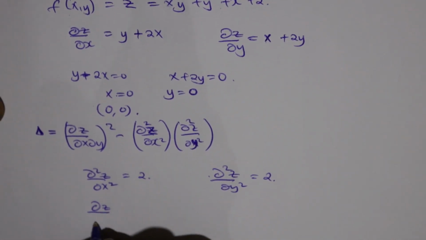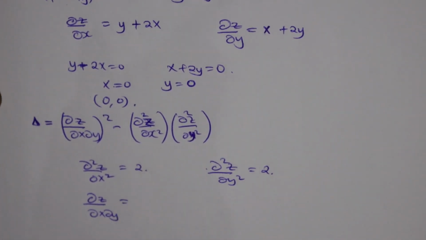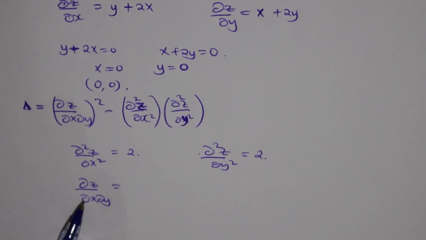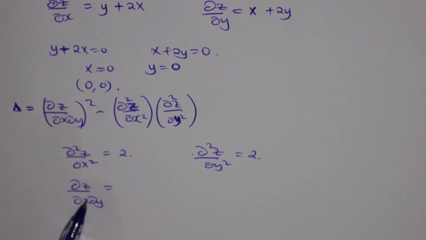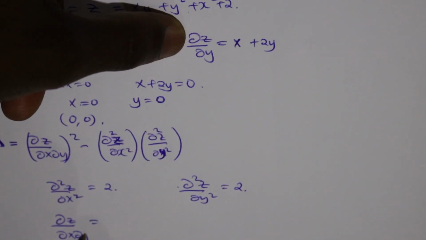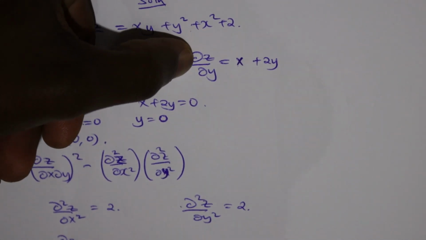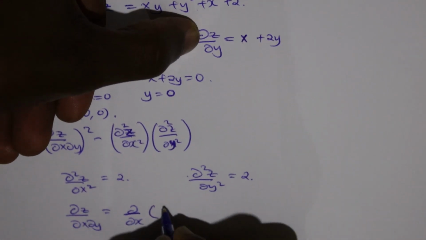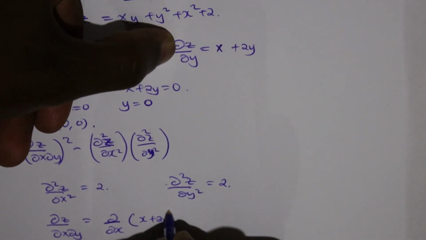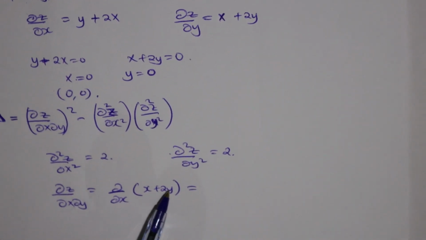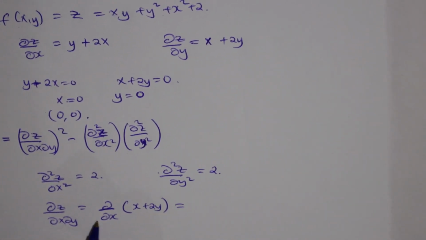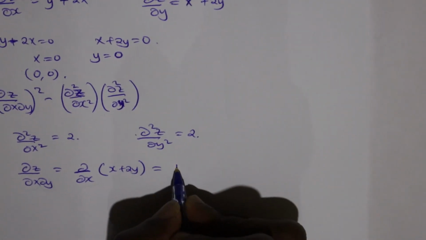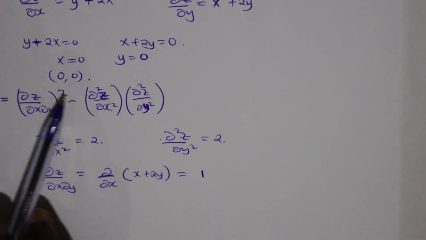Then we're remaining with this, d²z/dxdy. This means that the function that you had differentiated with respect to y the first time, you now differentiate with respect to x. Which function had we differentiated with respect to y? It is this function, x plus 2y. So when you differentiate this one with respect to x, you get 1.